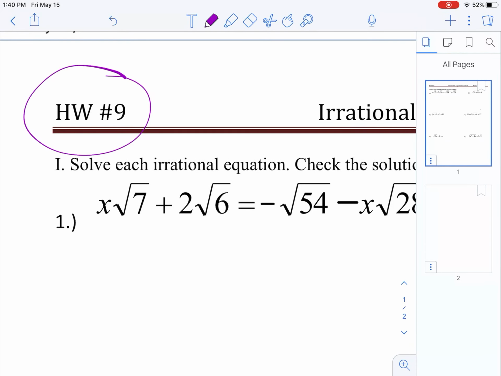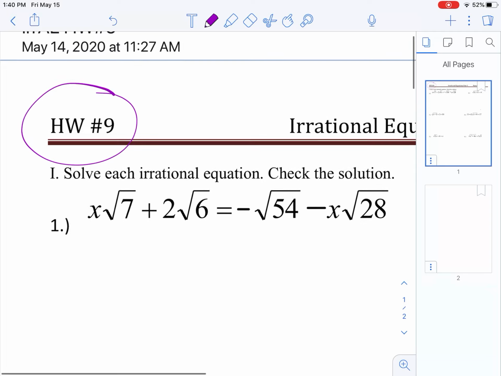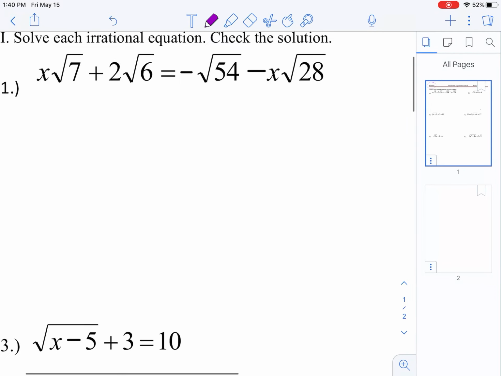Great, in this video we're going over homework 9 on irrational equations. So for starters, we're noticing that we have an x and an x. I'm noticing that my root 7 and my root 28 can probably simplify and combine. And my root 6, I bet I can make my root 54 turn into a root 6.